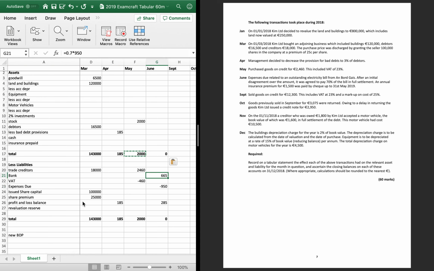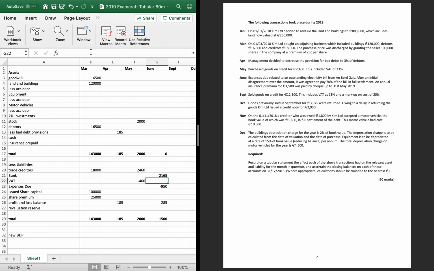You've paid them 665, and the difference between the two of them is a discount allowed. So your profit is going up by 285 euros. Okay. Now, the second part of that, it says an annual insurance premium of 1500 was paid. So again, your bank overdraft is going up by another 1500. So I'm just going to add 1500 onto that.